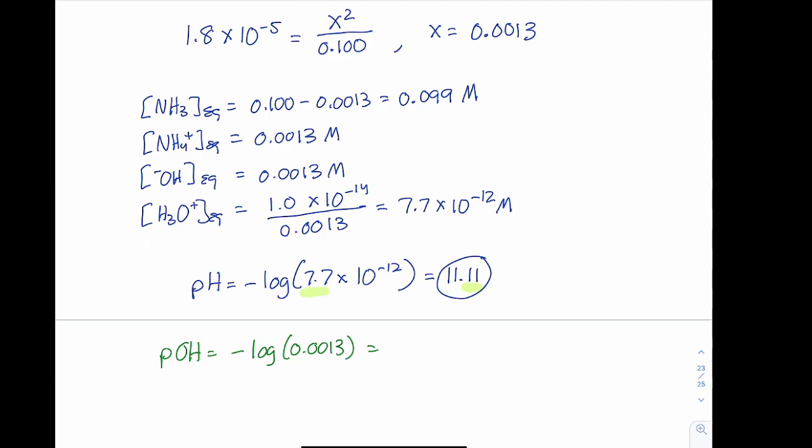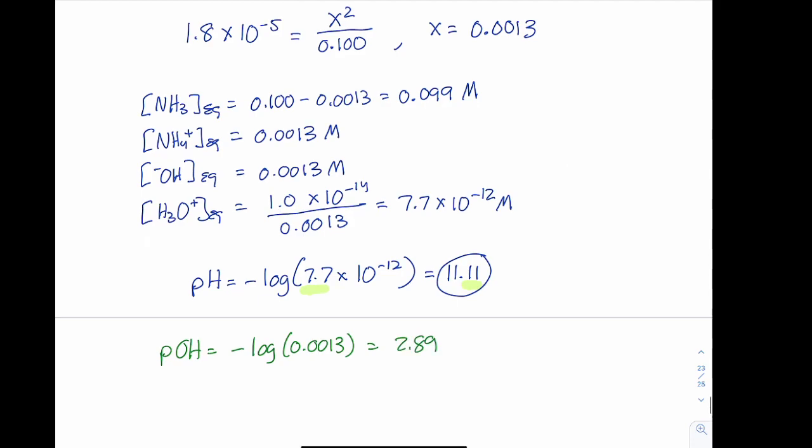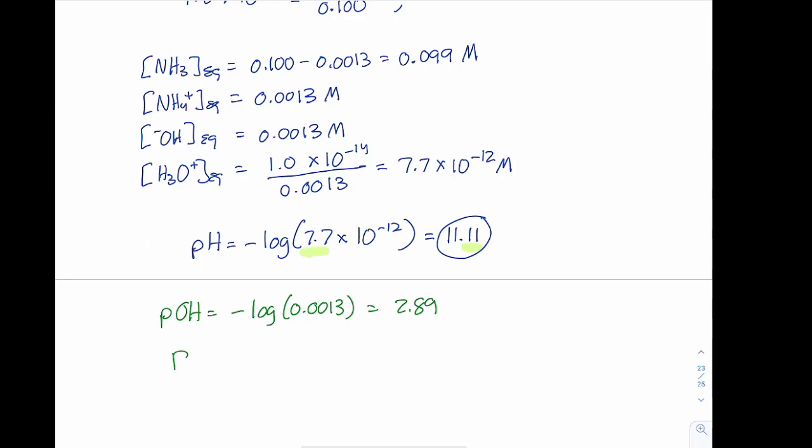And I get 2.89. And then I would take 14.00, subtract 2.89 from it, and I get 11.11. So either one of those methods will work.